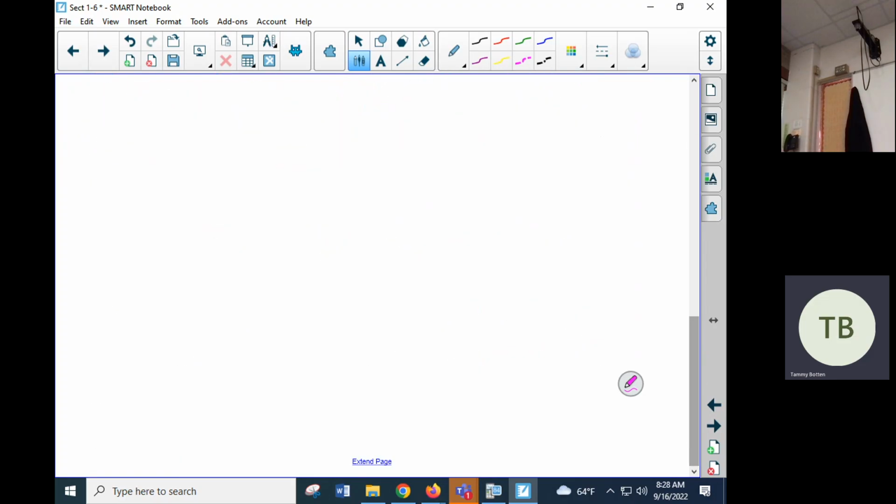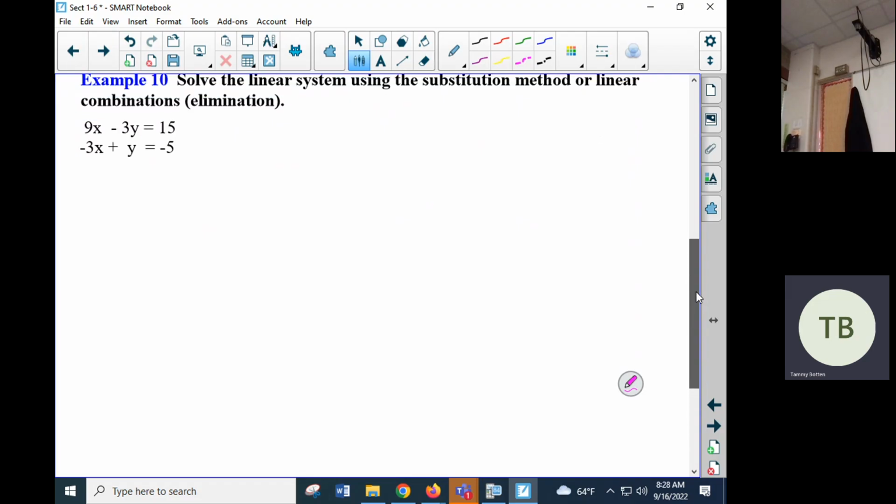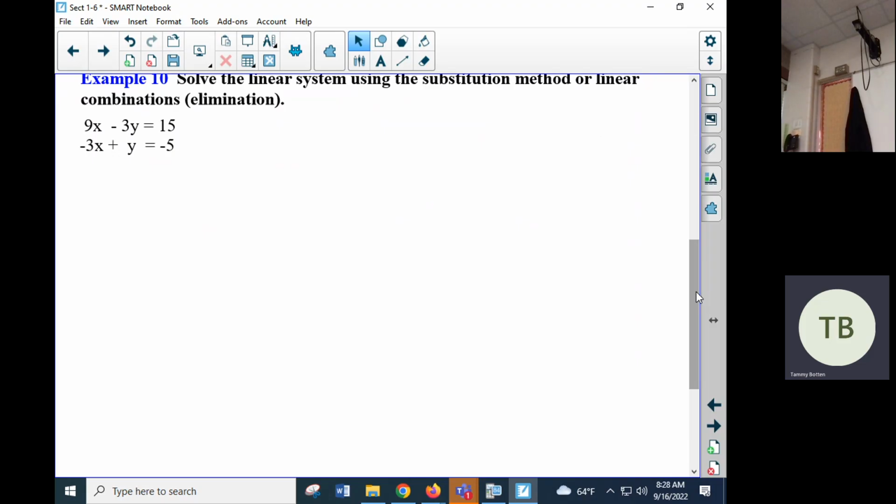All right, so if we look at example 10, the first thing we want to do is decide which of our variables we want to get rid of. Do we want to get rid of our x's or our y's? And it doesn't matter, okay? This one looks a lot like the one up there where this is a negative 3y. So if I could get this to be a plus 3y, then my y's would cancel again. So I want to multiply this by 3.